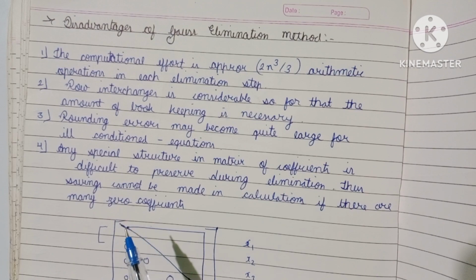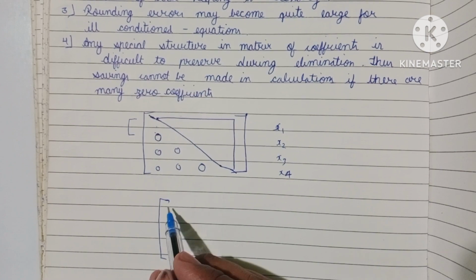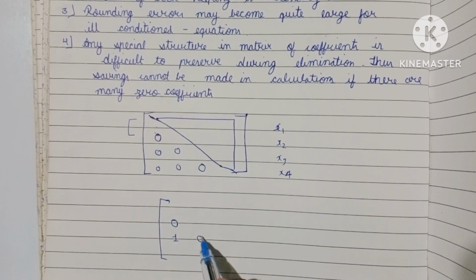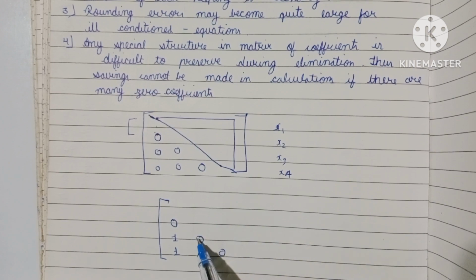And fourth disadvantage of Gauss elimination method is any spatial structure in matrix of coefficient is difficult to preserve during elimination. The savings cannot be made in calculation if there are many zero coefficient. It generally means if some of the elements in matrix are given 0 already, like here and here. So when we are performing the row operations, then these zeros are converting into some other variable. So we can't preserve the zeros in Gauss elimination method. So these are the four disadvantages.